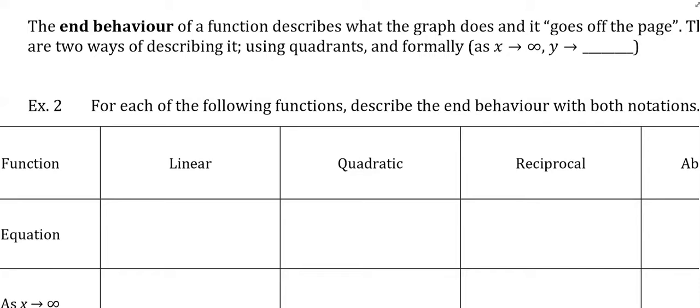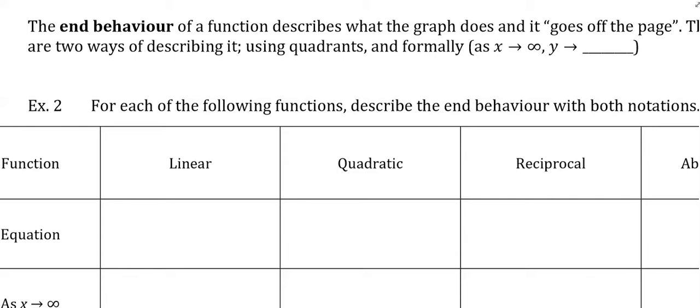But it's notation, right? It's kind of like spelling. You need to learn to spell words. It's not about making sense, it's just about learning how they're spelled. It's sort of similar to that. So it's called end behavior. And the end behavior of a function, we do this in almost every unit from here on out, so it's a pretty big deal. End behavior of a function describes what the graph does as it goes off the page.